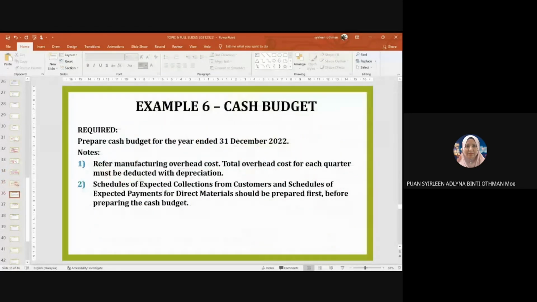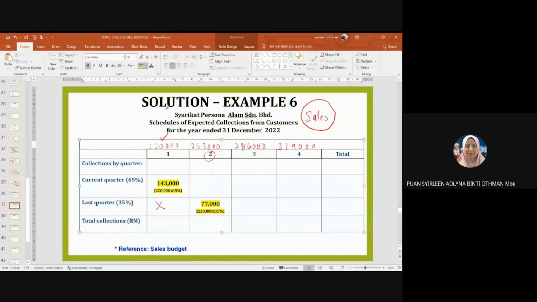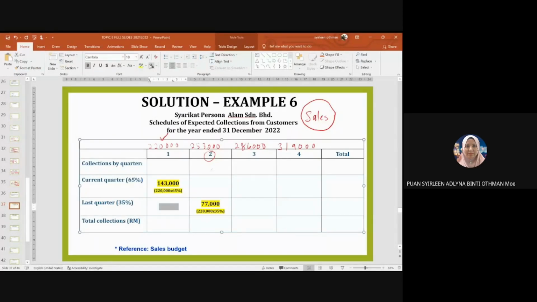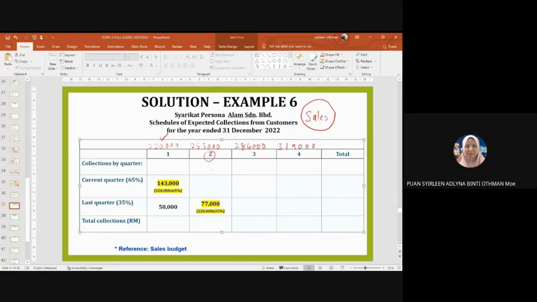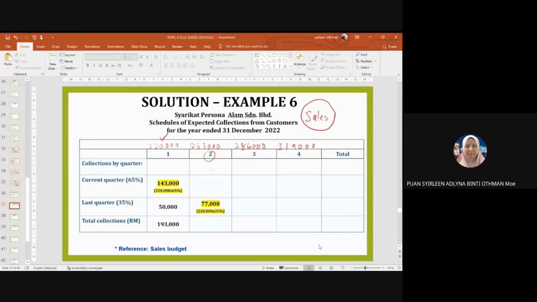Okay, so kita tahu kuartal pertama tu I bayar untuk bulan kuartal pertama, lepas tu balance saya bawa ke kuartal kedua. Tapi dalam kuartal pertama saya akan collect juga baki Disember 2021. So kita letak 50,000 dekat situ. Okay, so the first quarter tunai yang saya akan terima ialah 193,000 from my accounts receivable. Okay, kuartal 1 done. Okay, we proceed to kuartal 2.